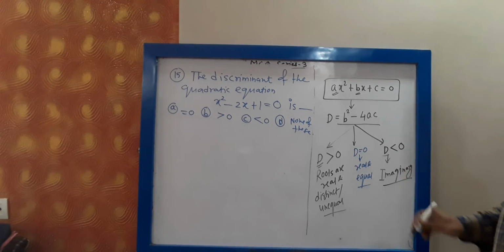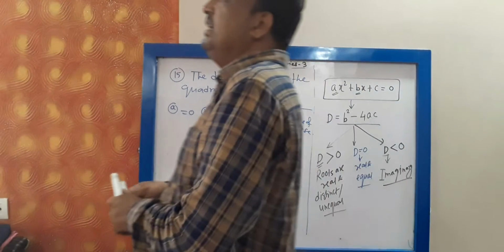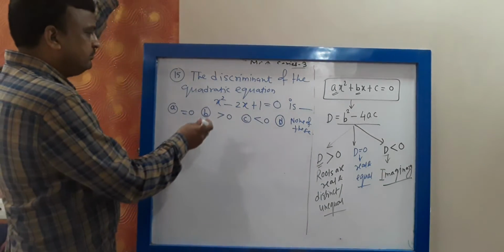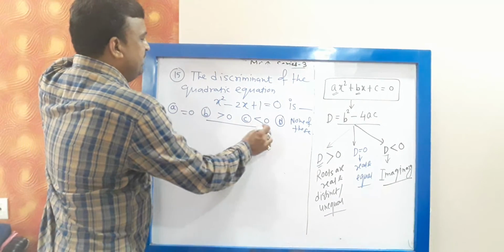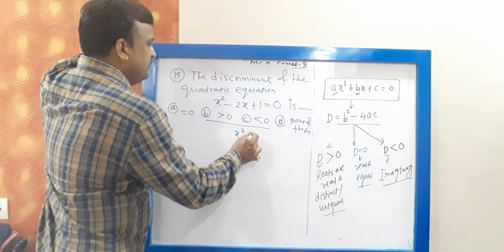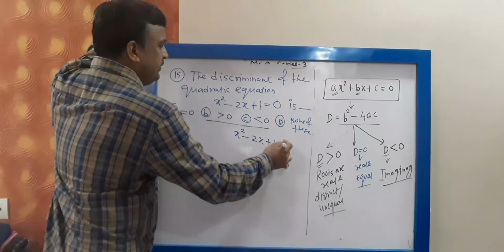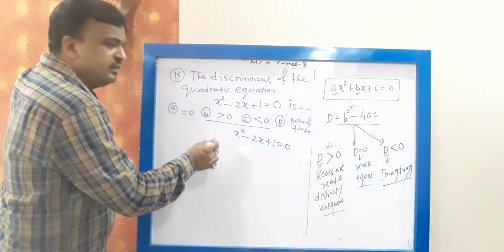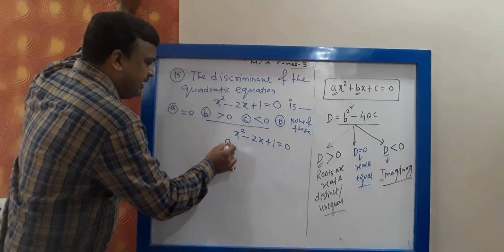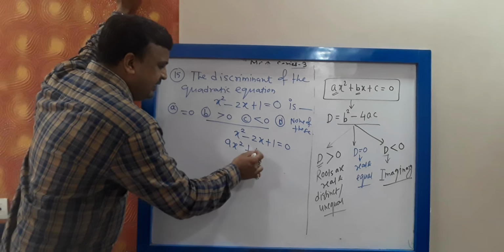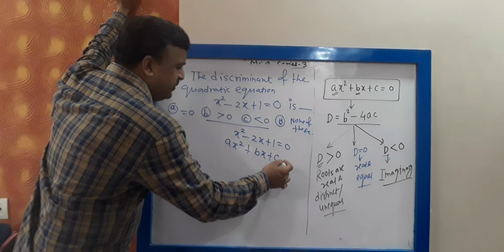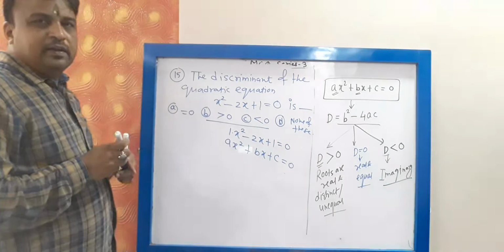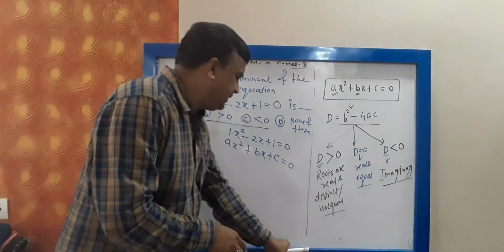If discriminant is negative, then the roots are imaginary. Let us come back to this. You are given the quadratic equation x square minus 2x plus 1 equal to 0. Now compare this quadratic with the standard formula ax square plus bx plus c equal to 0. X square means 1x square. Now find the value of a, b, c.